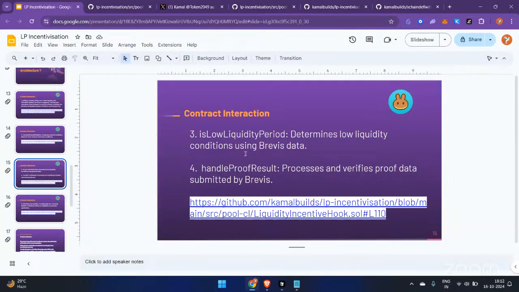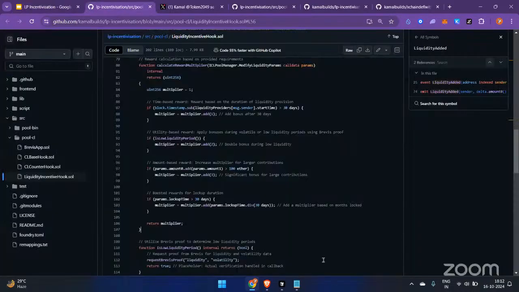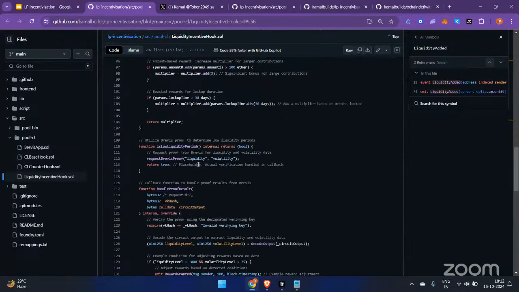The third and fourth is low liquidity period, which determines low liquidity conditions using previous data. As we know, smart contracts do not interact with the real world, but we needed a check on how to find if the liquidity period is low. So for that we are utilizing Brevis, and here we are utilizing the Brevis proof to determine low liquidity period. It requests the Brevis proof.